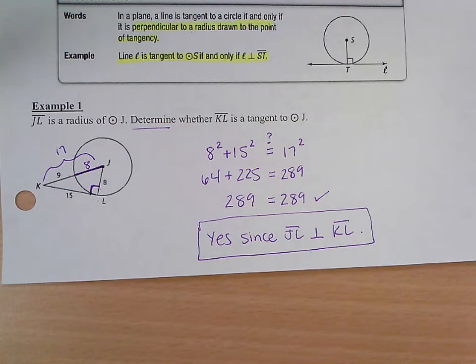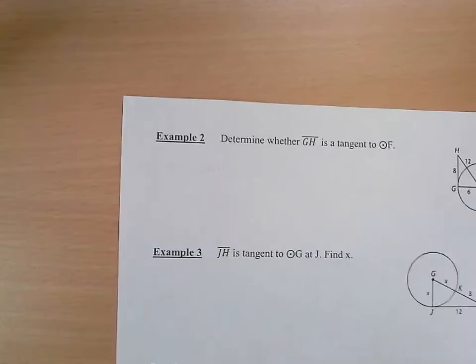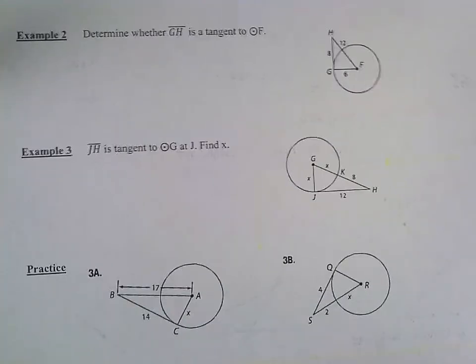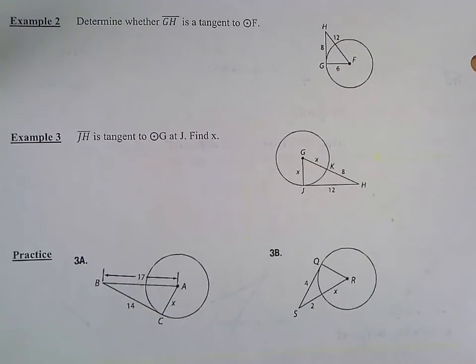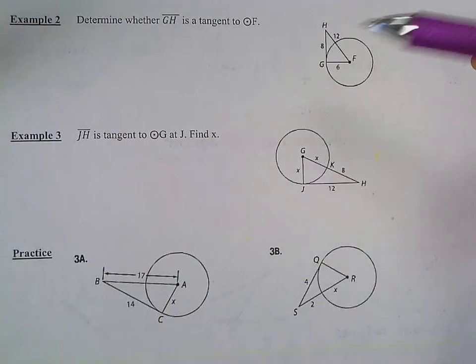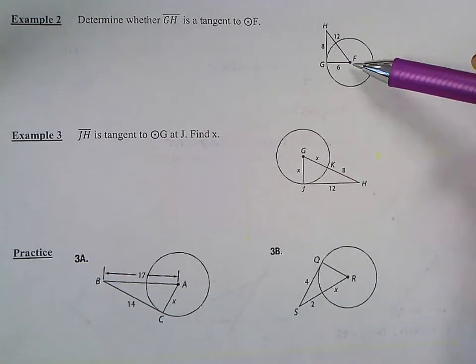So you're going to see a lot of Pythagorean theorem as we work with tangents because of that perpendicular property they have with a radius. Questions on that one? Okay, so then if we look at example 2, this one is similar. Determine whether GH is a tangent of circle F.